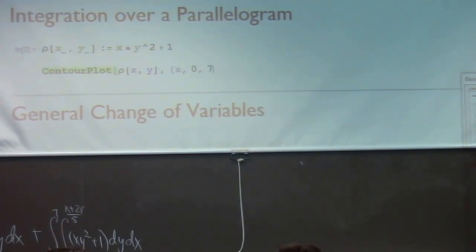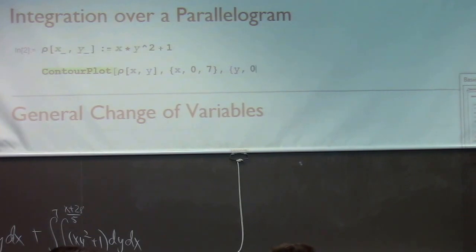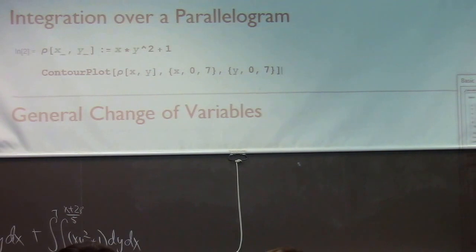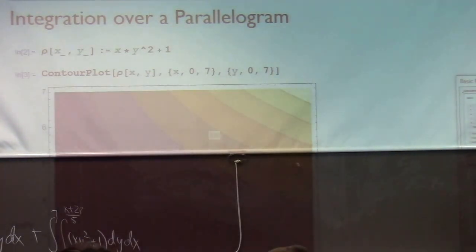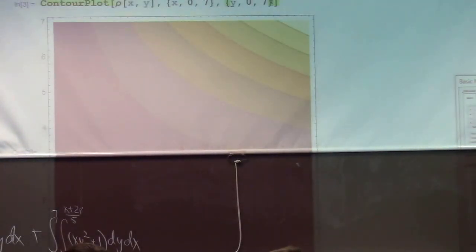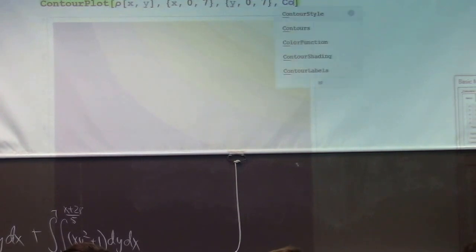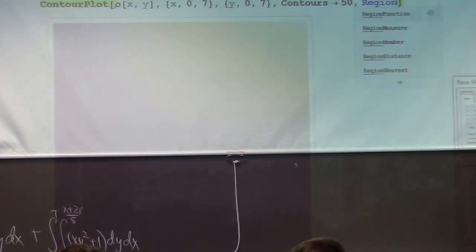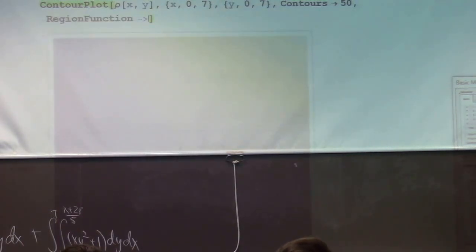If I just type it like this, that's not going to give me the right kind of picture. Why not? What's this going to make? It's going to make a contour plot over a square. X and y both going between 0 and 7. Let's add more contours. If I want to restrict the domain, I need to add that region function option. Region function, arrow function.